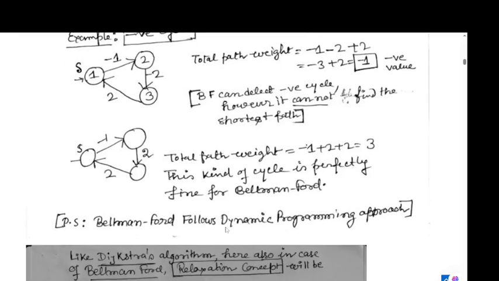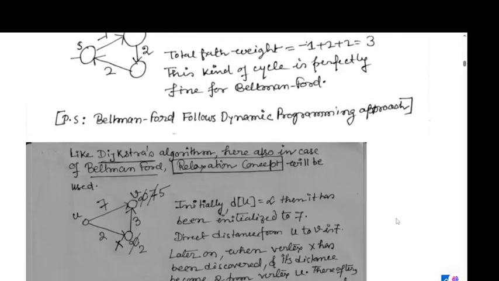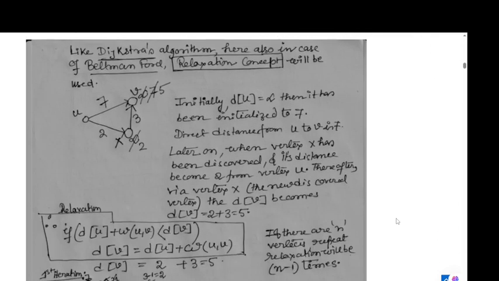Bellman-Ford follows a dynamic programming approach. This is also an interesting thing: sometimes the question is asked whether Bellman-Ford follows a dynamic programming strategy, and the answer is yes. However, Dijkstra's algorithm is a bit like the greedy method, and it uses a priority queue, if you remember, and sometimes a min heap data structure. Bellman-Ford, however, can be implemented through arrays. Now let's see how things happen.